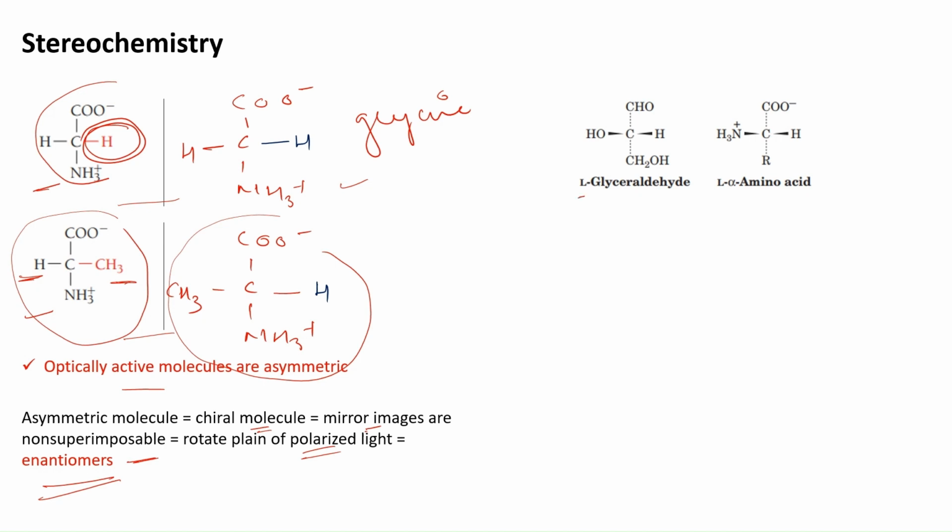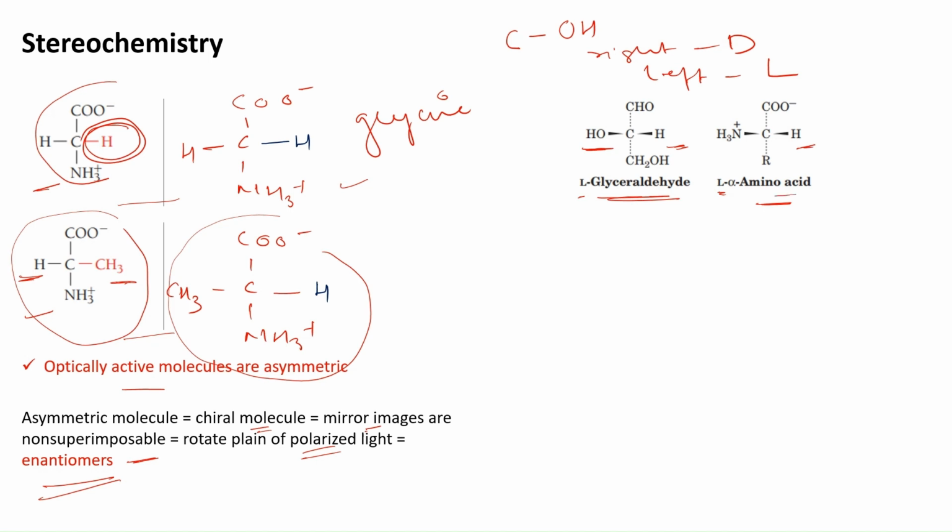Now, coming to L and D, we already studied this in the carbohydrate video. What we learned is that the OH attached to the carbon which is farthest from the functional group, if that is on the right side, is called D. If that is on the left side, it is called L. So with the simplest carbohydrate, glyceraldehyde, OH is on the left side. Therefore, it is L-glyceraldehyde. For amino acids also, it is similar. If we go on the basis of H, H is on the right-hand side in the L form. Here also H is on the right-hand side. Hence, it is also an L amino acid.